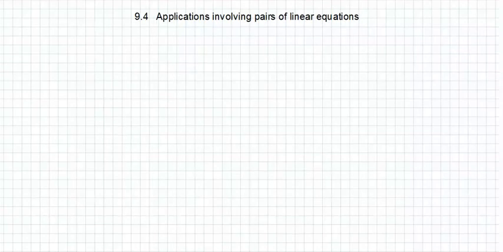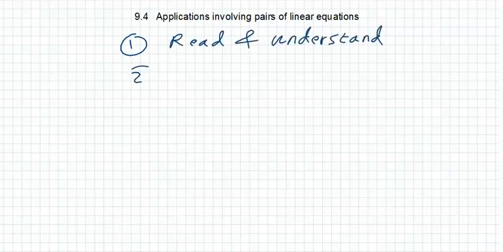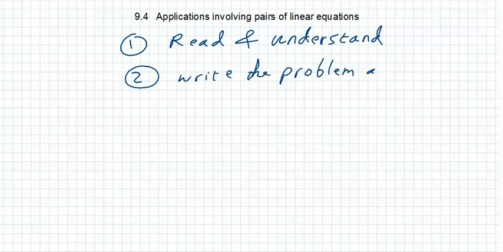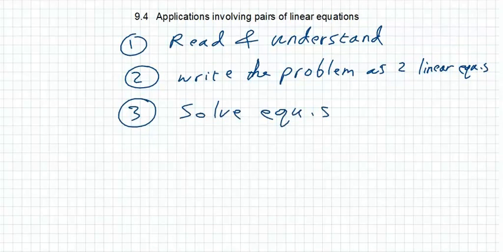The first step is to read and understand the problem carefully. Second step is to write the problem as 2 linear equations. Third step, solve these equations. You can use any method you learned to solve them by. Last step, check your solution in both original equations.